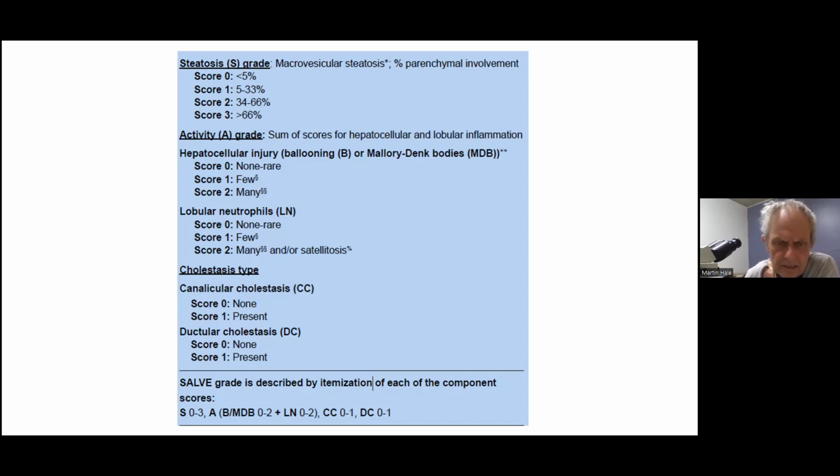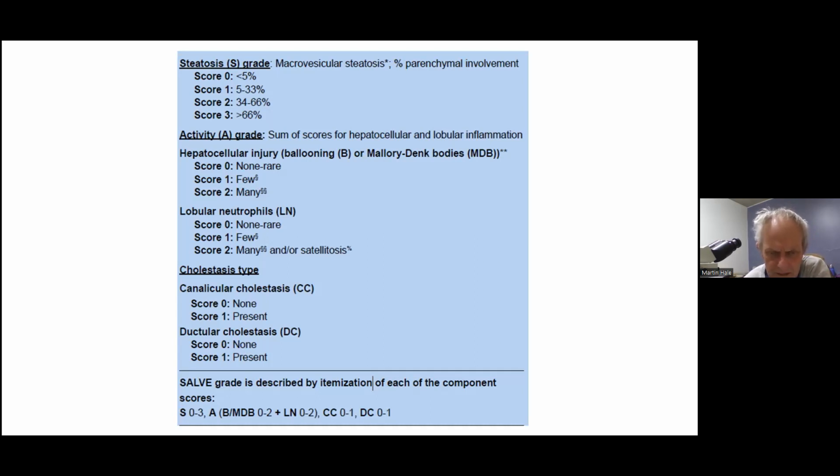And then cholestasis, which is important. And here, in fact, it was divided into whether there was canalicular cholestasis or ductular cholestasis. And in this particular instance, it was decided that although cholestasis was divided into these two categories, in the end, it didn't really matter. The important thing was to identify whether there was cholestasis or not. And then what happens is that you then create a grade.